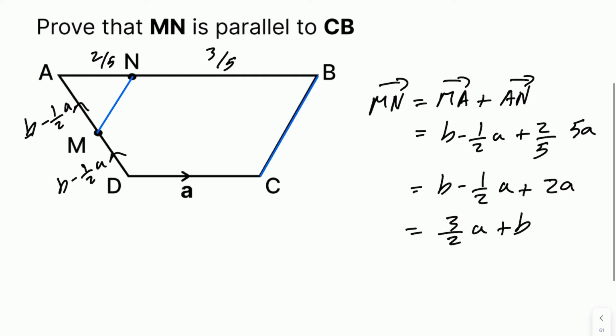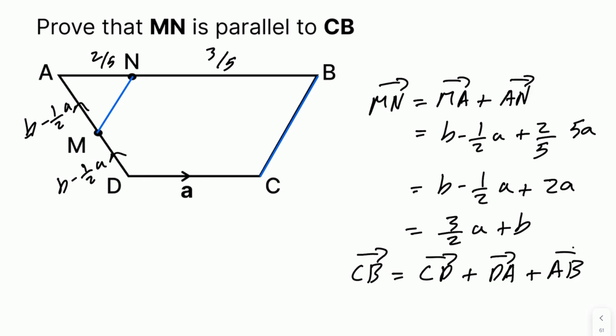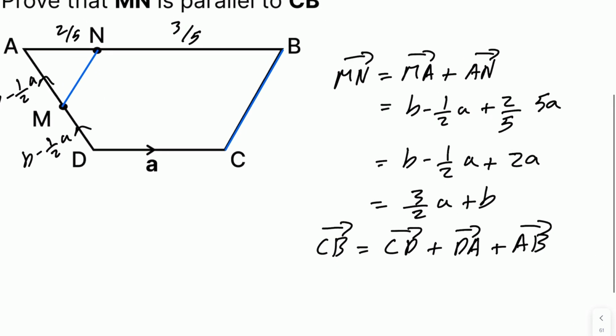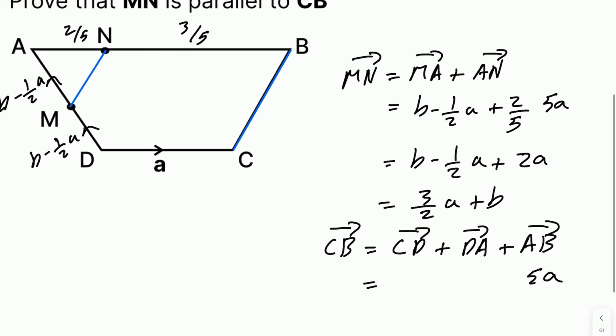And now all I need is C to B. So C to B is going to be C to D plus D to A plus A to B. I already know what A to B is. It told me in the question. It's 5a. I know what C to D is. It's going to be minus a. And D to A is just going to be 2b minus a plus that. So if I look at the a's, that becomes 3a plus 2b.